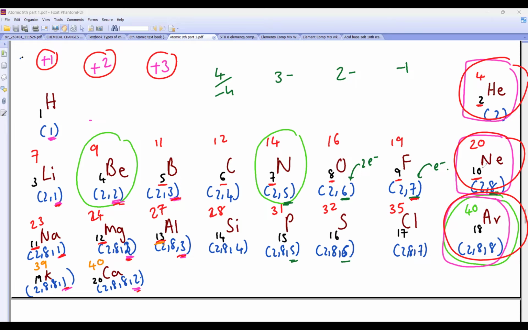Every element will try to become like the nearest noble gas. Who is the nearest noble gas to chlorine? Argon. In order to become like argon, how many electrons will it gain? 1. So therefore its valence is -1, since we are gaining electrons, so negative charge, so -1.